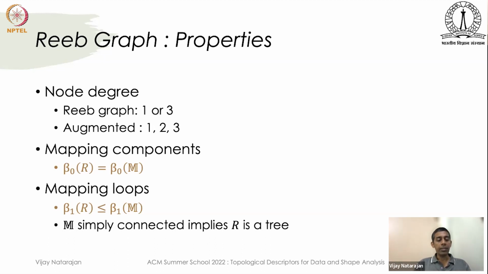Often in practice, the Reeb graph is augmented by inserting additional degree 2 nodes. So these degree 2 nodes are the regular points, right? They are introduced often if you want to store the geometry, right? But this is an option. It's not always done. So an augmented Reeb graph will have nodes of degree 1, 2, and 3.